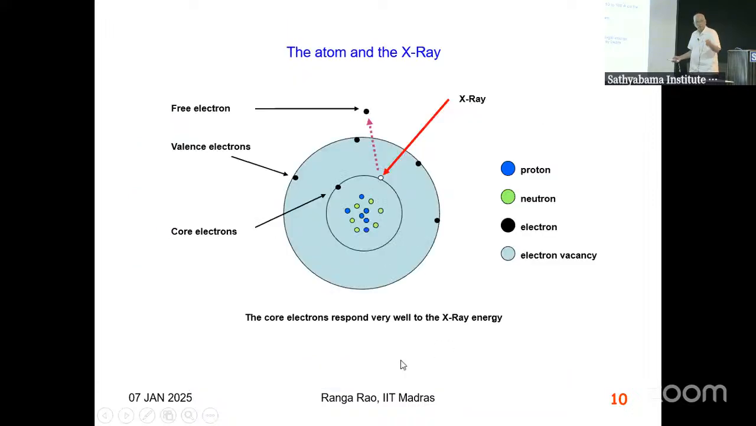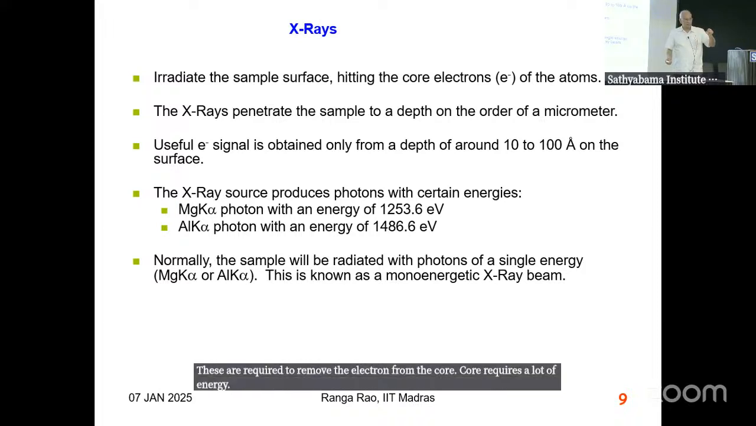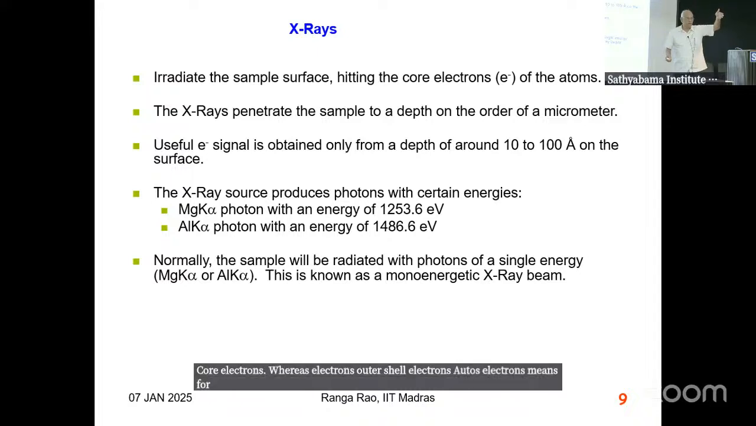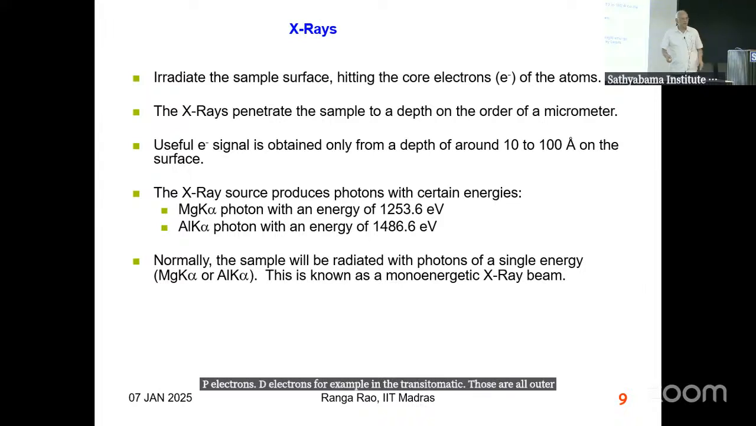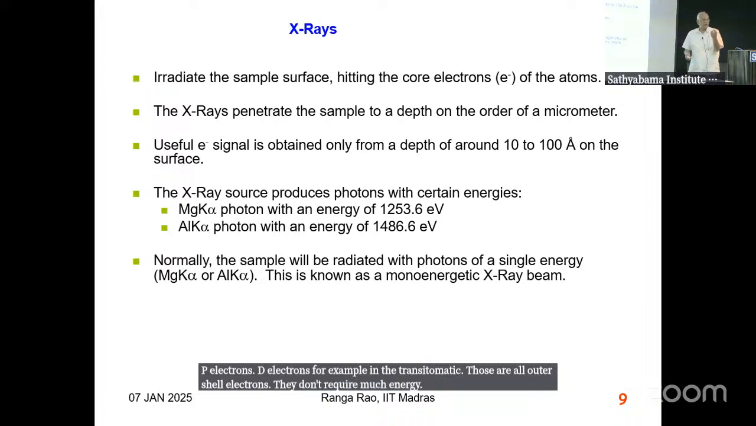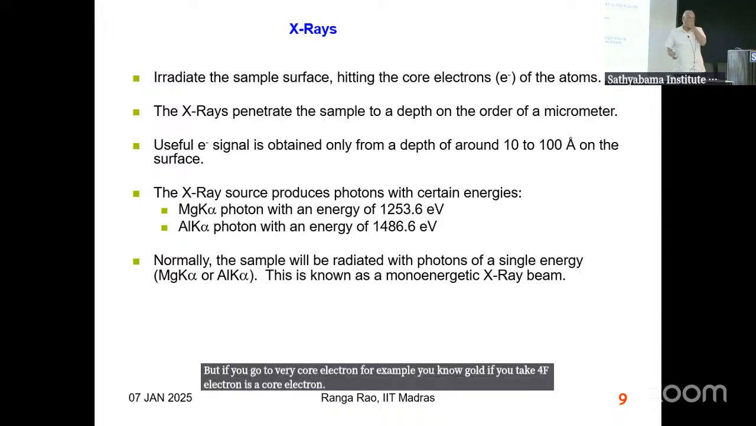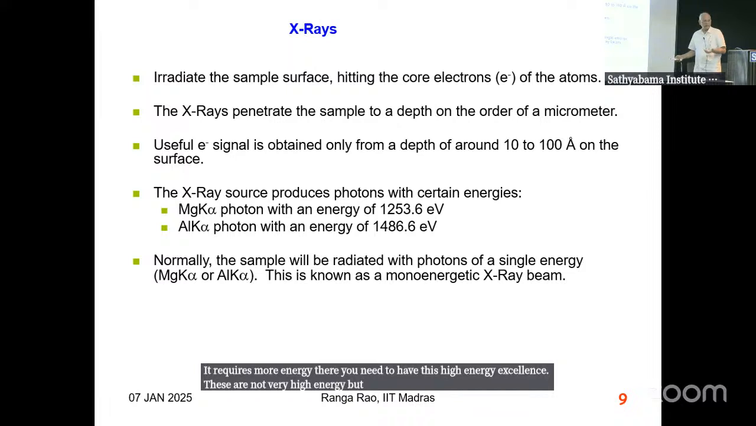These are required because to remove the electron from the core. Core requires a lot of energy. Core electrons. Whereas outer shell electrons, for example oxygen, if you take 1s electron, P electrons, D electrons, for example in the transition metals, those are all outer shell electrons. They don't require much energy, right? But if you go to very core electron, for example gold, if you take 4f electron, this is a core electron. It requires more energy. There you need to have this high energy X-rays. These are not very high energy, but soft X-rays, I would call it.